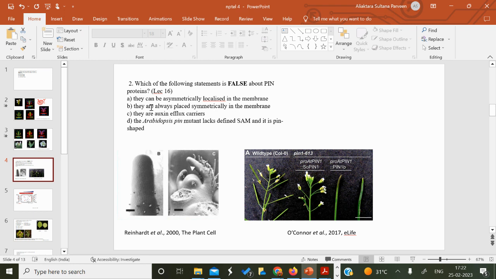The second option is that they are always placed symmetrically in the membrane. If option A is correct, then option B cannot be correct. We also saw that during the flow it's not the case, right? And they affect auxin efflux carriers, so option C is correct. And option D, the Arabidopsis pin mutant lacks a defined SAM and is pin shaped. Just now we saw this is correct. So options C, D, and A are correct, and option B is not correct. So option B is the answer because it's a false statement.